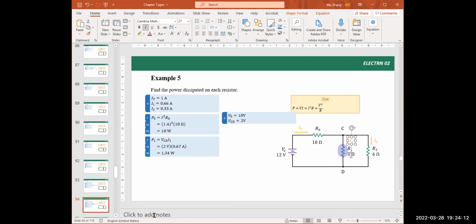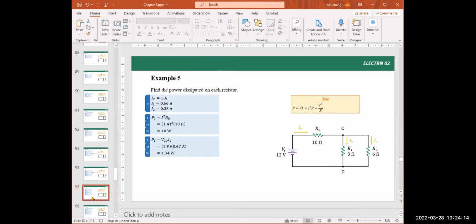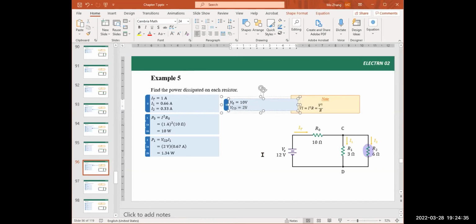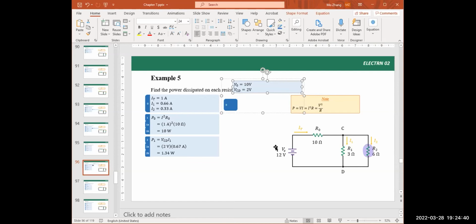How about now, let's try the next one, finding the power dissipated on R2 this time. Since we know everything, we know 6 ohm, this is 0.33 amps, and the voltage is still 2 volt, VCD, right? VCD, 2 volt. We know everything, so we can use any formula to find the power dissipated over here.